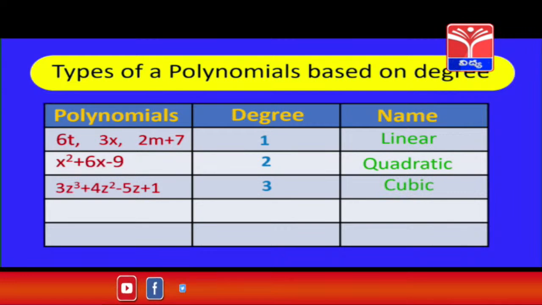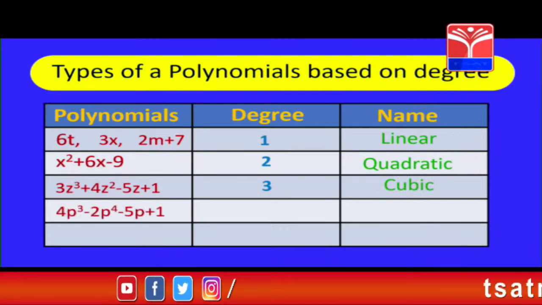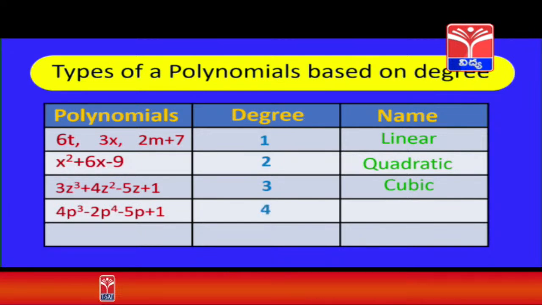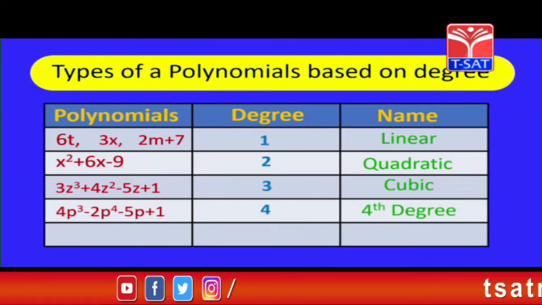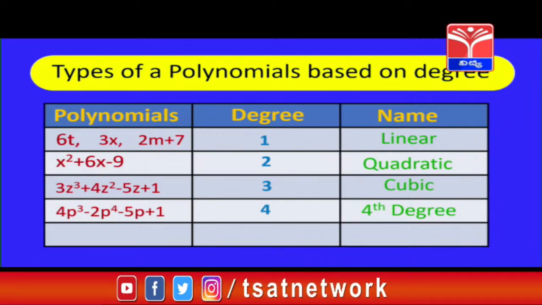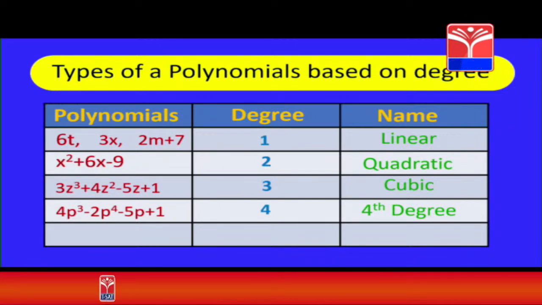Now it is called a cubic polynomial. Names of different polynomials. From now onwards, if it is fourth degree, there is no particular name, just simply fourth degree polynomial. So here one example is given, 4p cube minus 2p to the power of 4 minus 5p plus 1. Here the highest exponent of the variable is not in the first place. So we should read all the terms, then decide the degree of the polynomial.